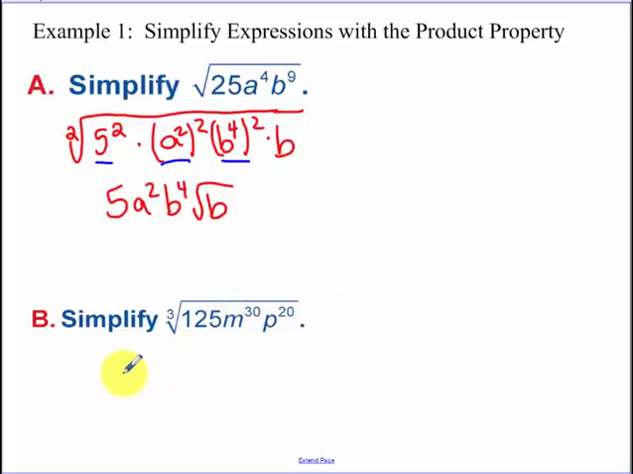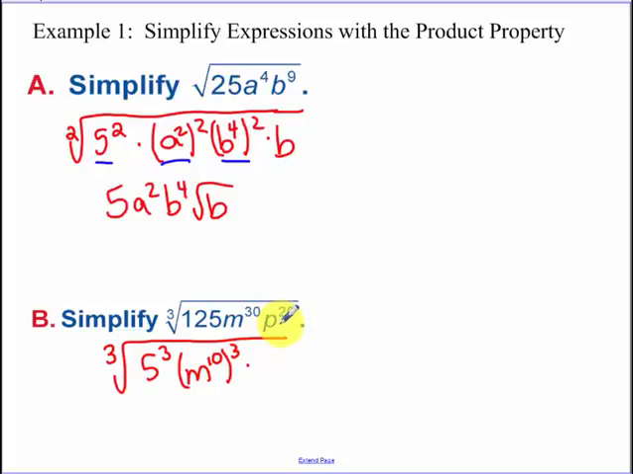Simplifying something to the third root is very similar, like we were doing in the last lesson. Put everything to the third power. So 125 is 5 to the third power. M to the 30th, I need to put this to the third power, but these need to multiply to be 30, and there is a perfect number, 10, that multiplies to be 30.